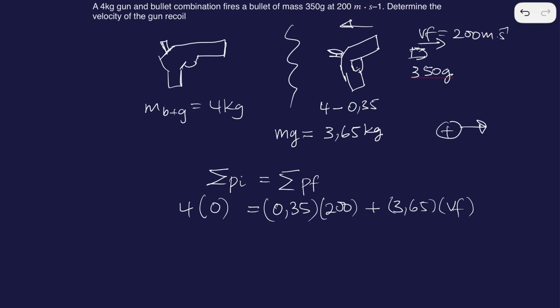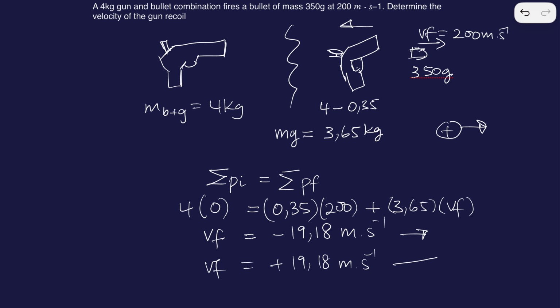Now we can simplify and then solve for vf. vf, which is the velocity of the gun, is going to equal minus 19.18 meters per second. Remember, this is to the right. So that means vf is going to equal plus 19.18 meters per second to the left. The gun will recoil, meaning it will go to the left.